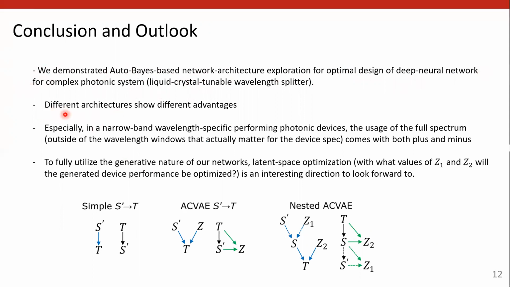And we have shown that different architectures come with different advantages, especially in the context of narrowband devices. The usage of the full spectrum, which means the information that happens outside of the wavelength windows that actually matter for the device spec, comes with both plus and minus. For the future direction, it might be beneficial to make use of the power of generative models using certain latent space optimization algorithms.